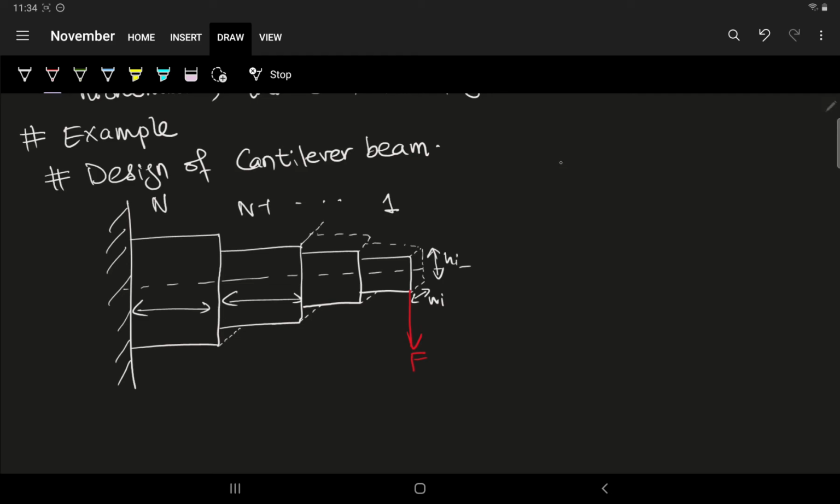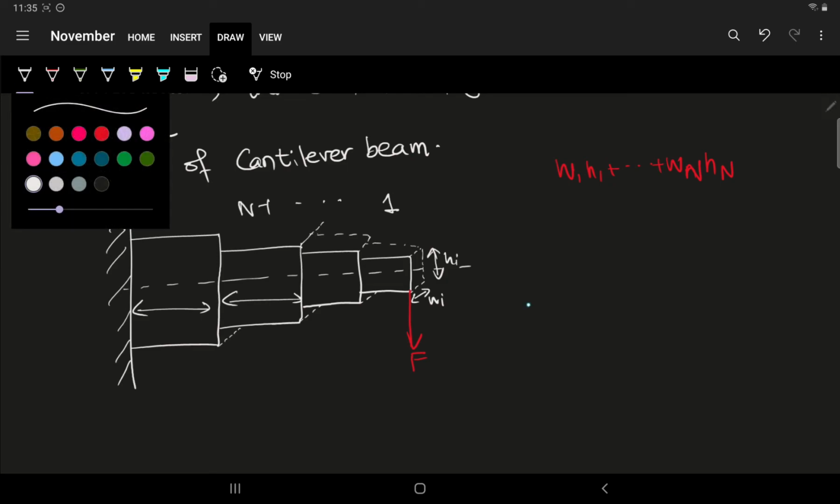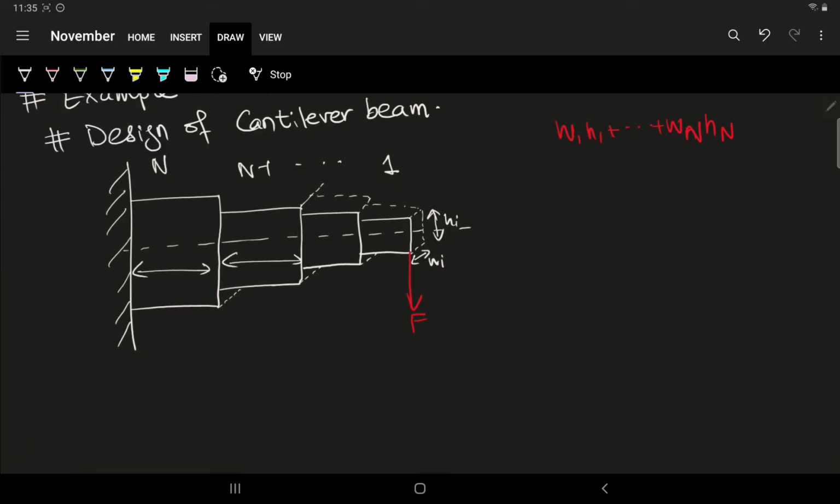And which is proportional to the sum of Wi Hi. So we have to minimize the total volume of the beam, which is proportional to its weight, and there are some design constraints. So this is a minimization problem, as you can see. But there are some design constraints we have to take care of.